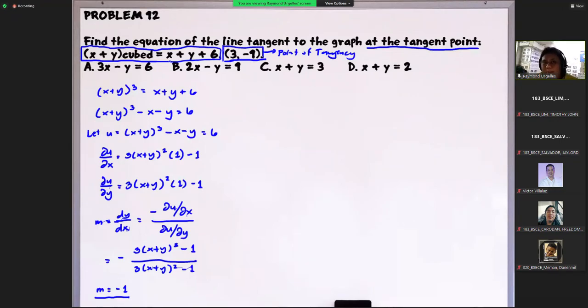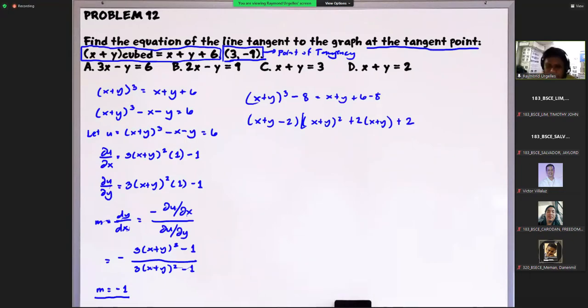To bring out the linear equation, if I'm not mistaken, this is what will happen. I subtract 8 here, so this becomes x plus y plus 6 minus 8. Then by factoring this, it will be x plus y minus 2, times (x plus y) squared plus 4, then x plus y, then plus 2. So this is plus 2 (x plus y), then plus 2.